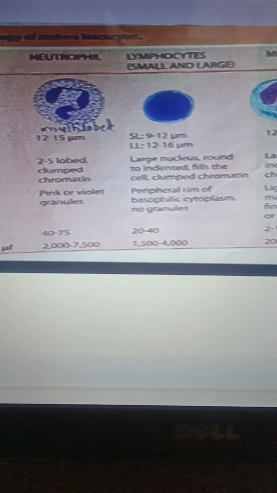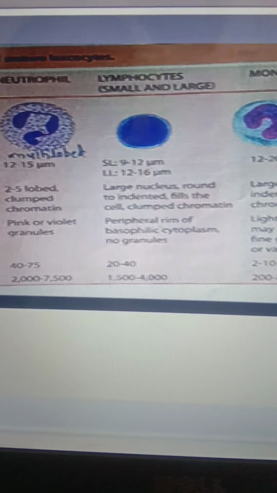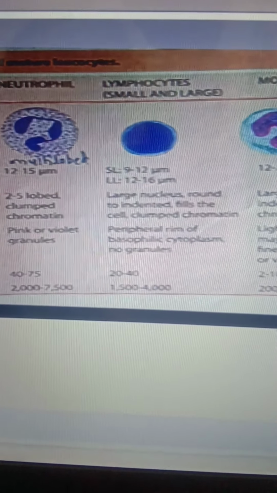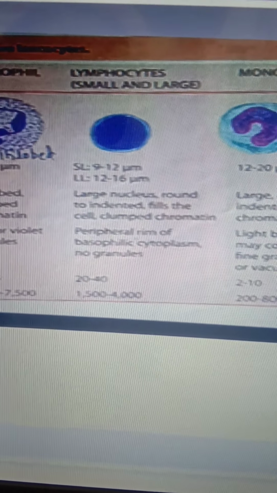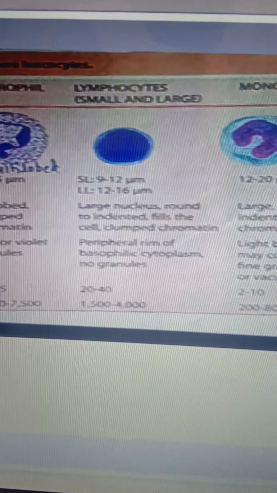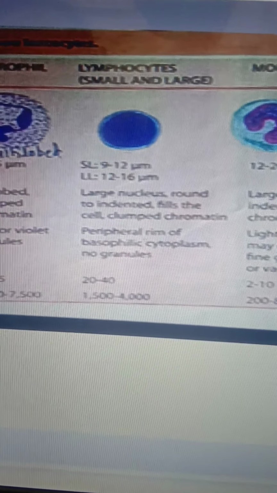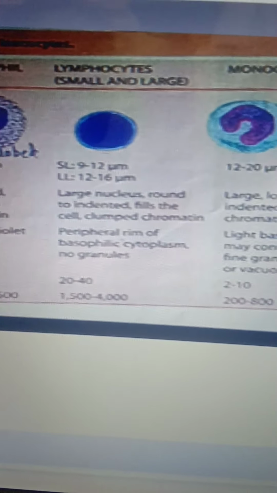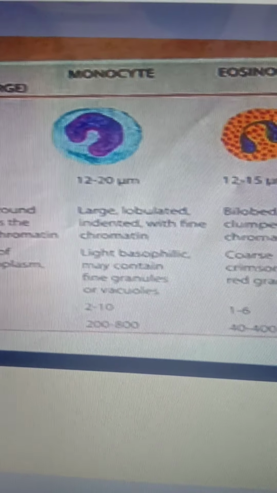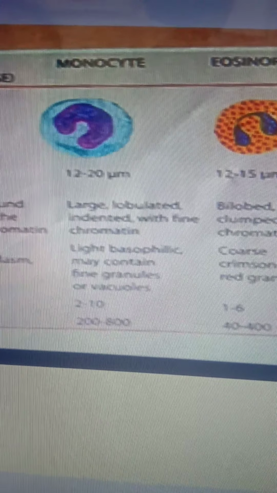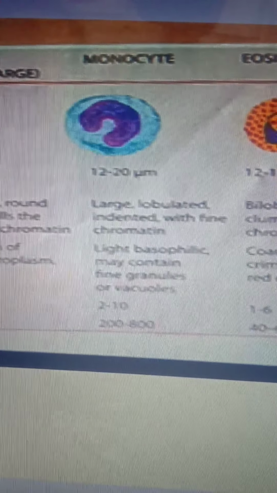Then lymphocytes, which are small and large lymphocytes. The large nucleus fills the whole cell; the nucleus is very large. The normal percentage is 20 to 40 percent, and the absolute count is 1500 to 4000. Then monocytes, with a large lobulated nucleus. The normal percentage is 2 to 10, and the absolute count is between 200 and 800. The cell diameter is 12 to 20 μm.